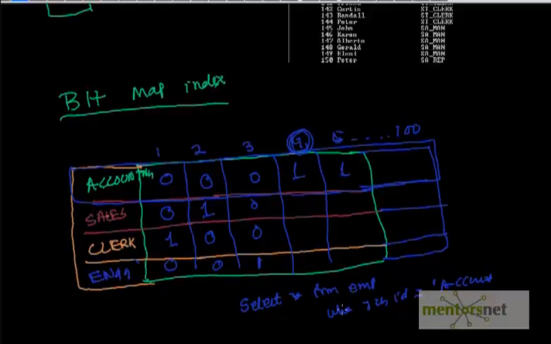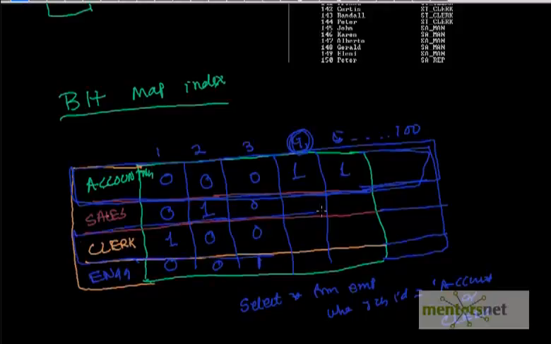Now let's say somebody gives you a query, select star from EMP where job ID is accounting or job ID is clerk. So which employees are satisfying these 2 conditions? This can answer it right now. Accounting is this row, clerk is this row.